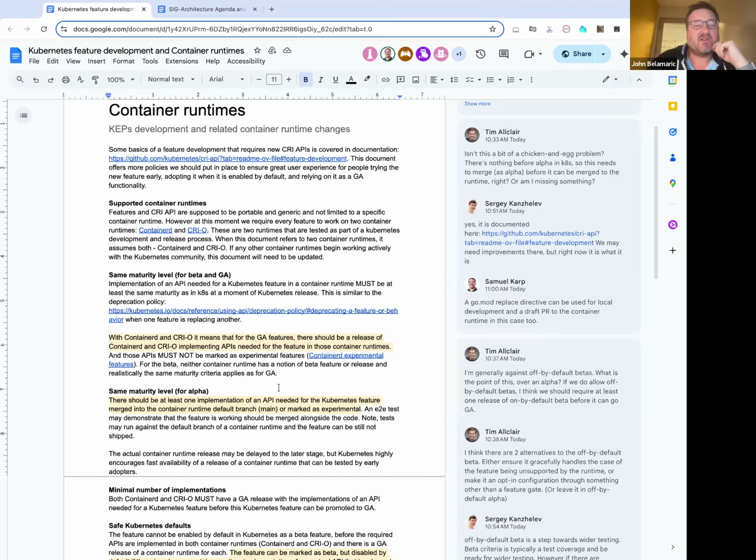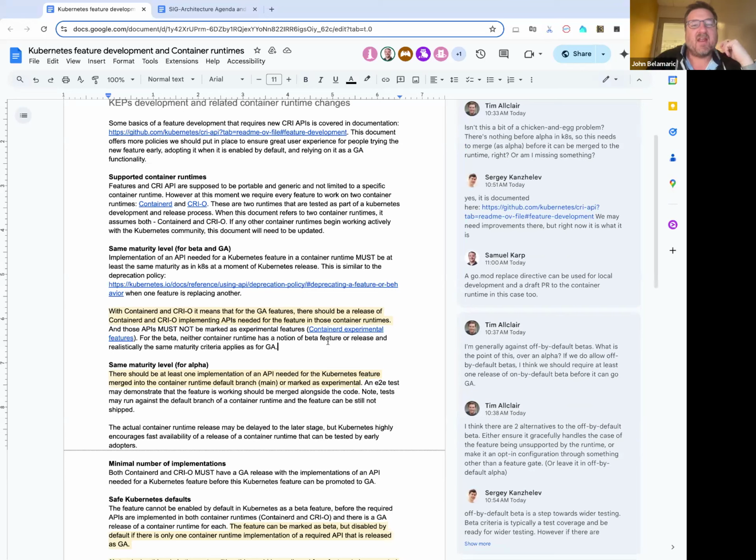Okay, so let me just make sure that's clear. We're saying we cannot go to beta in Kubernetes unless both CRI-O and Containerd implement a GA feature, the GA features we need to support that beta for both. Yes. Okay.